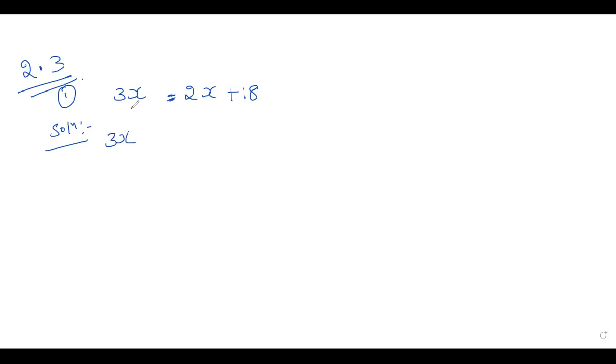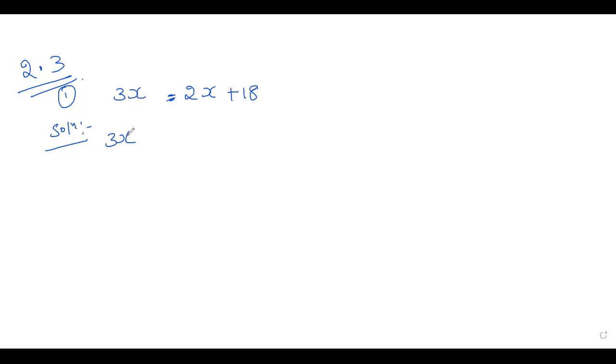Next, we'll move to exercise 2.3. Okay, you have to solve the linear equations, children. Since you already know all the rules, you can solve easily, but don't get confused. Okay, first one, 3x is equal to 2x plus 18. See what I'm doing, I'm writing the variables on one side and the constants on the other side.